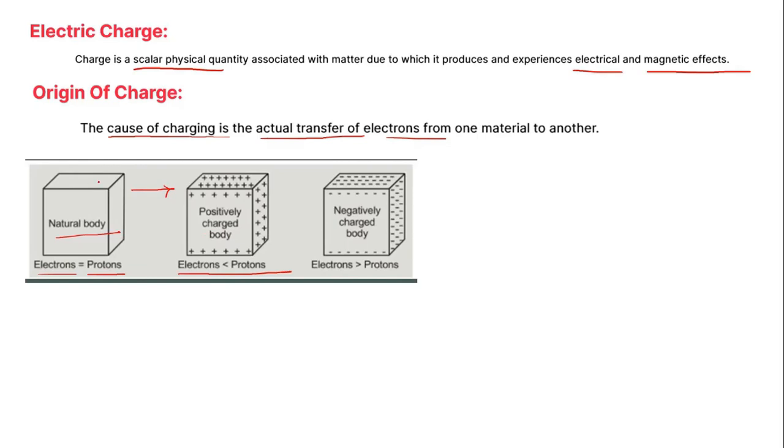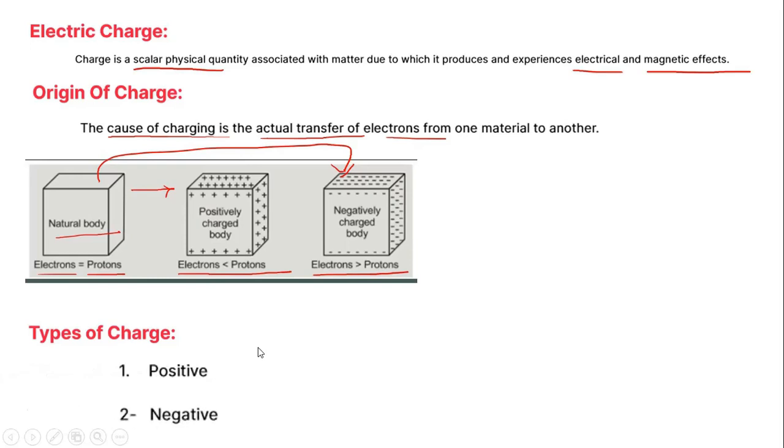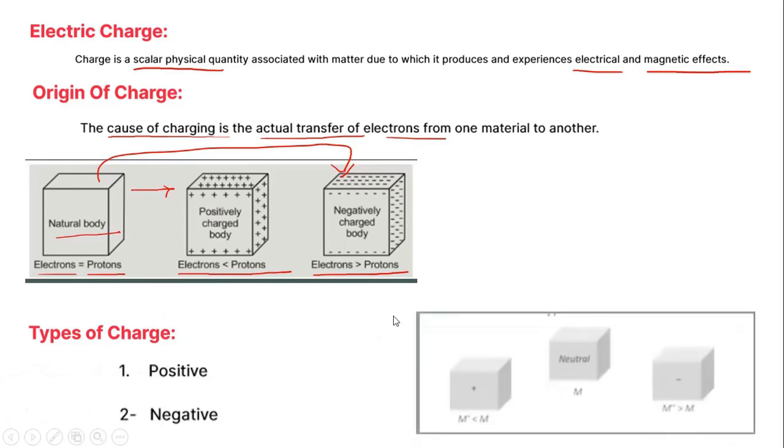Now how can this neutral body become a negatively charged body? It can become negatively charged by accepting electrons. So for this negatively charged body, mind it, the number of electrons will always be greater than the number of protons. Thus we have seen the two types of charges. What are they? One is positive and the other one is negative. So a neutral body can become a positively charged body, or it can become a negatively charged body.